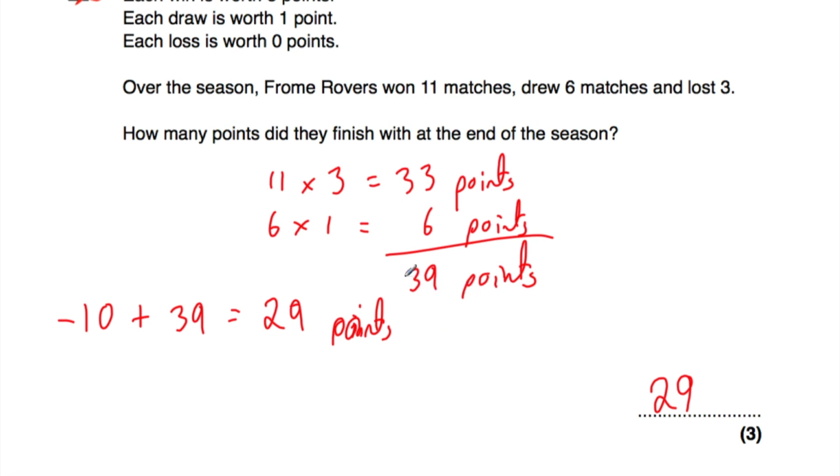Now, we could have done this in a different way. We could have found out that over the course of the season, they got 39 points. And then we had the negative 10 points. So we could have just taken 10 away from 39, and that would give us our 29 points that they finished the season on. Okay, let's look at our next question.